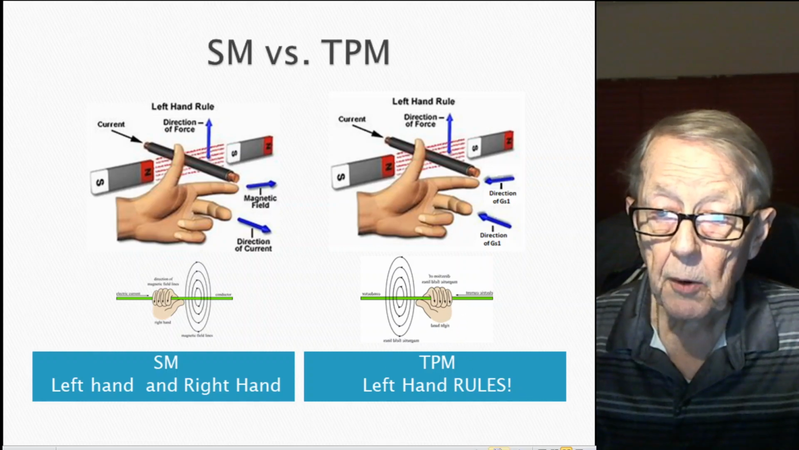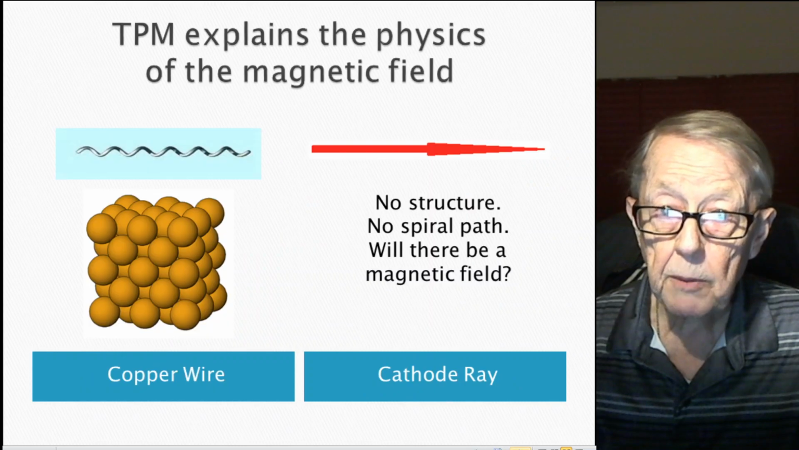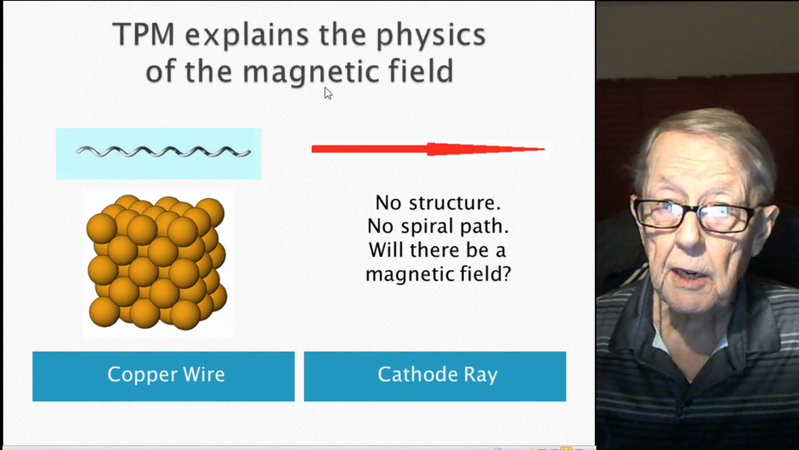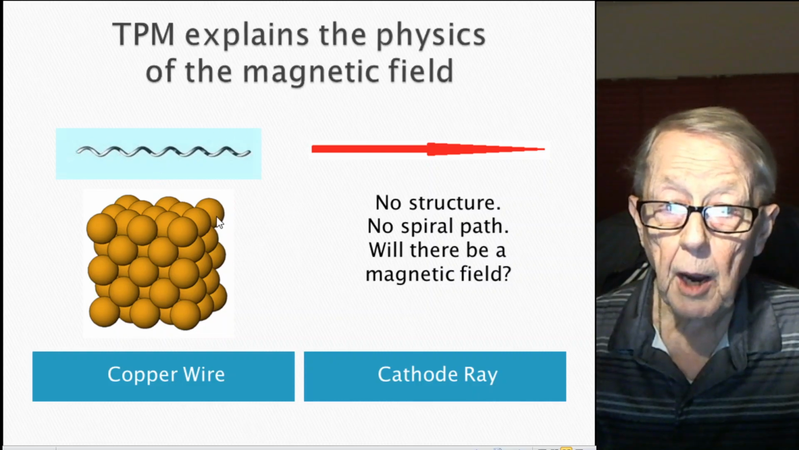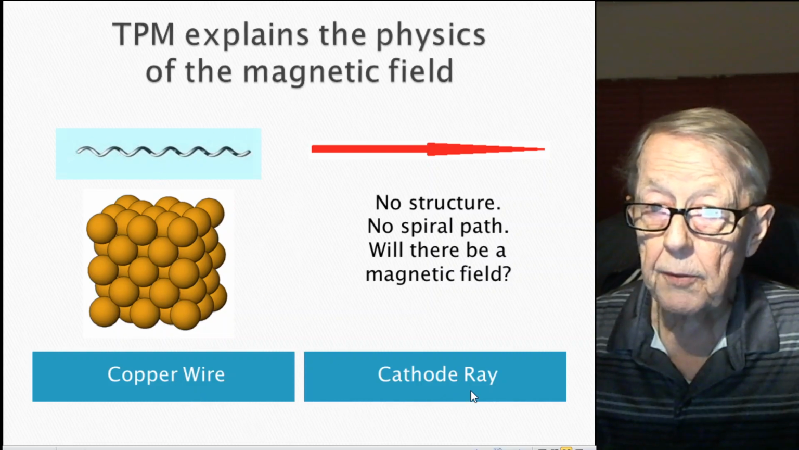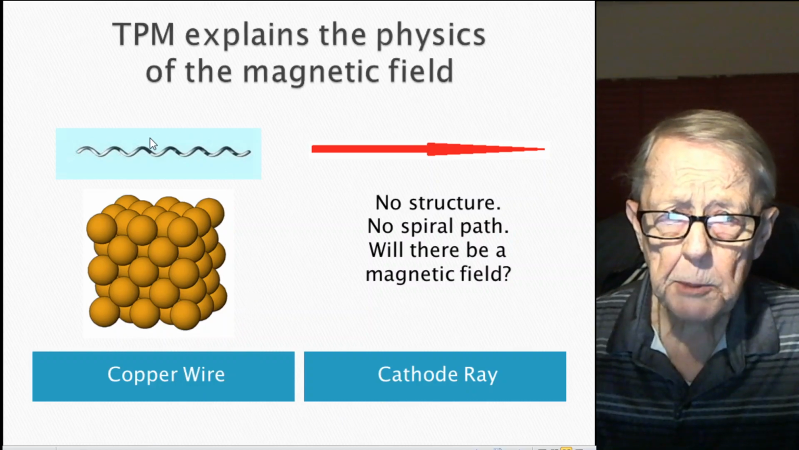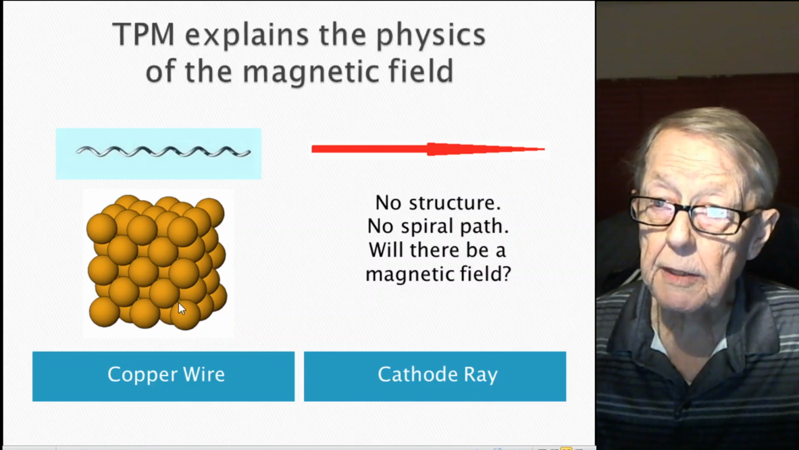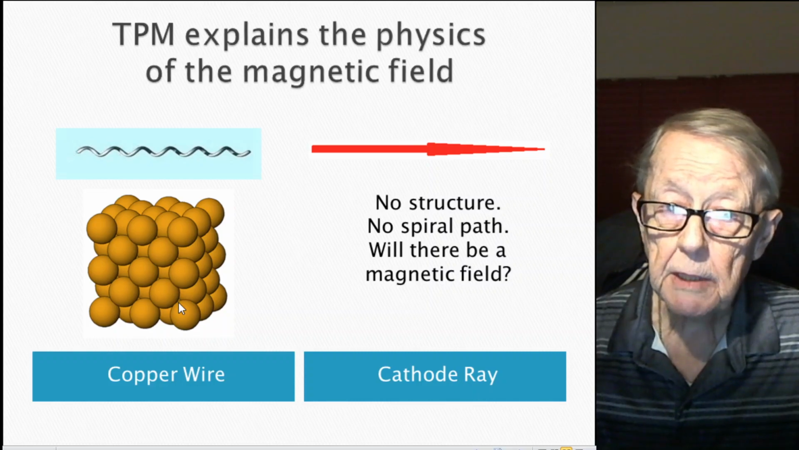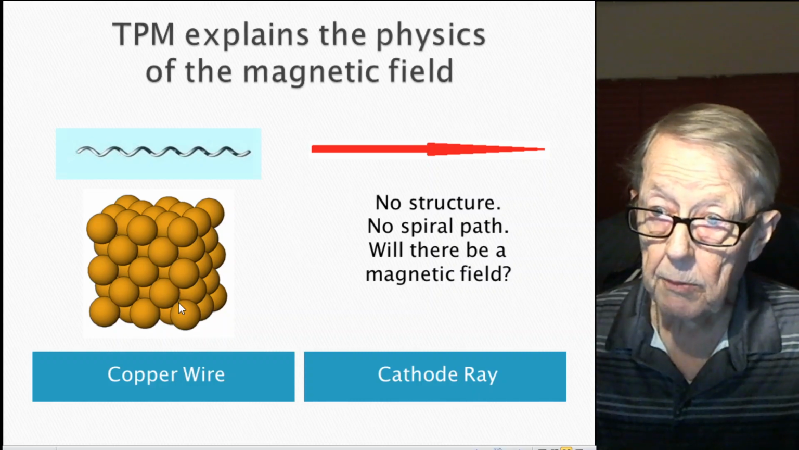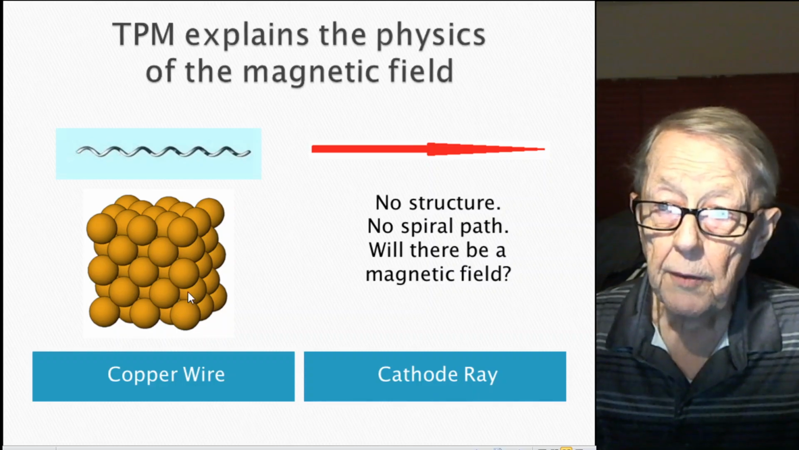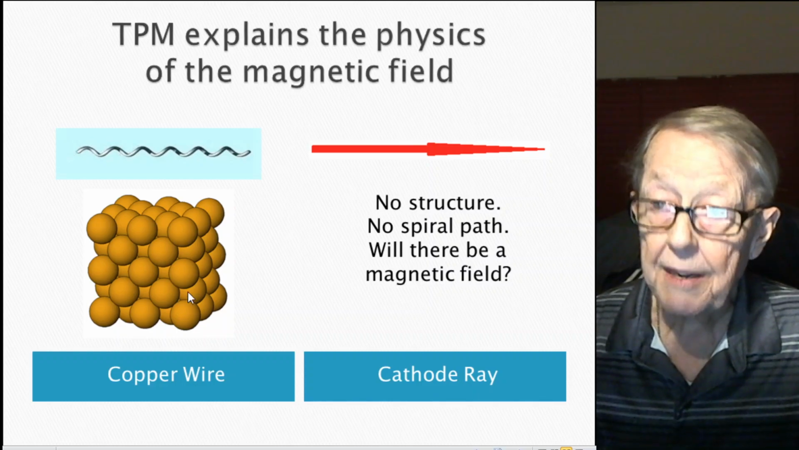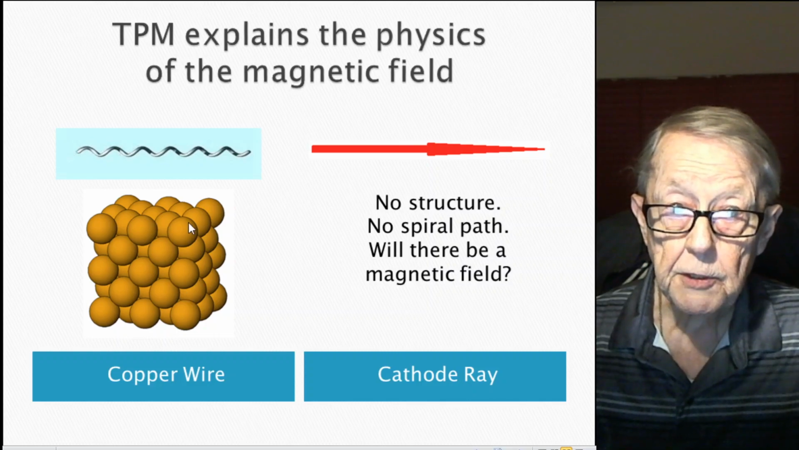So now I'm going to explain that first step, which is to explain the physics of the magnetic field around a copper wire or around the cathode ray tube. And I've explained this before in a video. In fact, it's one of my very first videos that David made while I was sitting here. And the video is titled, The Right-Hand Rule Becomes the Left-Hand Rule for this defining the flow.